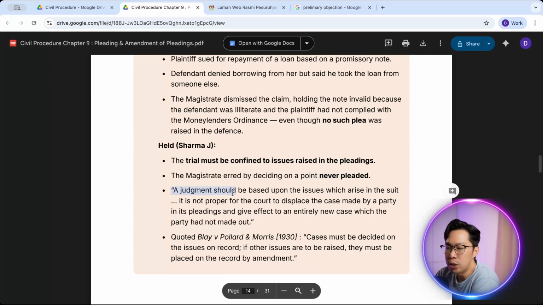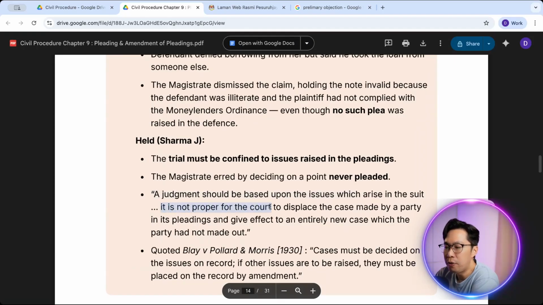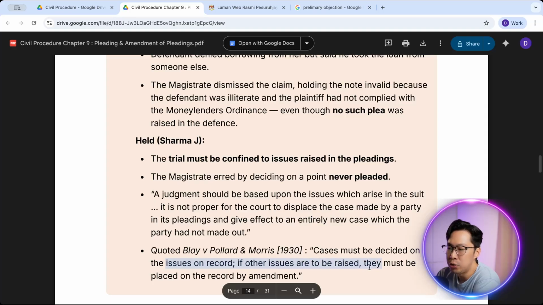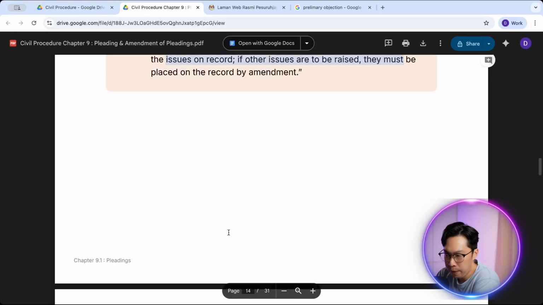A judgment should be based upon issues which arise in a suit. It is not for the court to displace the case made by a party in its pleading and give effect to another. So the judge can only, and will only, look at what you plead in your defense or your claim. Okay? Cases must be decided on record. If other issues are to be raised, they must be pleaded. So that is the general rule, Janaki and Ong Kiat.